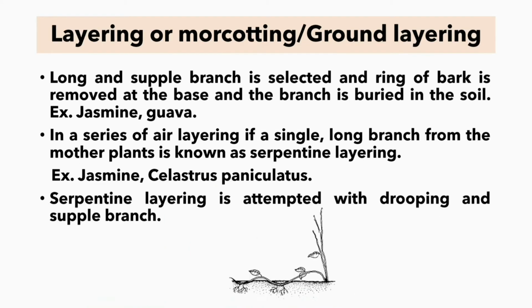Ground layering. Long and supple branches are selected. A supple branch is nothing but a bendable branch, and a ring of bark is removed at the base and the branch is buried in the soil. Example for ground layering, jasmine, guava. In a series of air layering, if a single long branch from the mother plant is used, it is known as serpentine layering. Serpentine layering is attempted with drooping and supple branches.